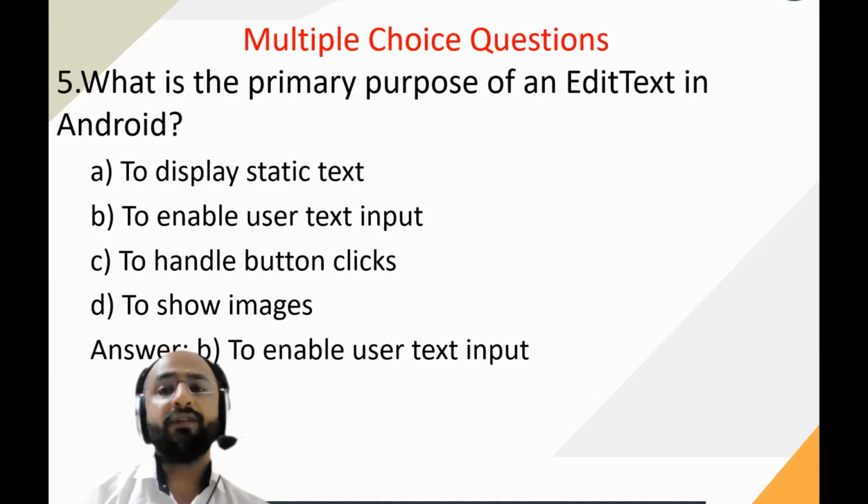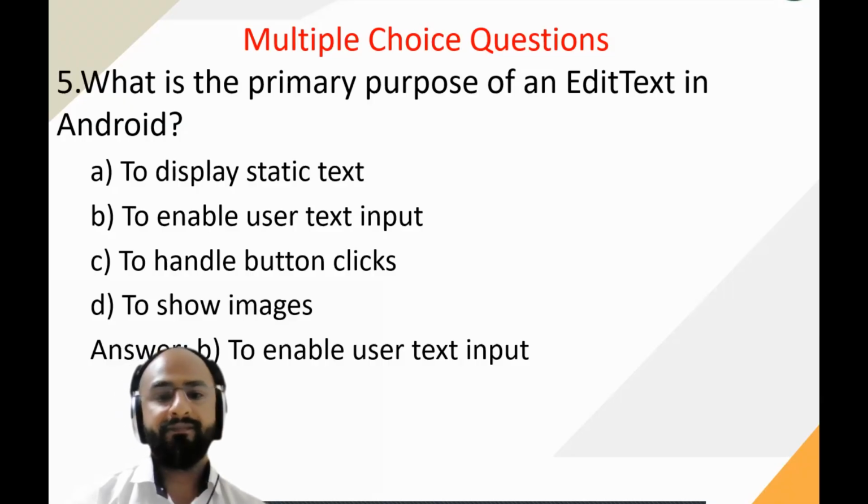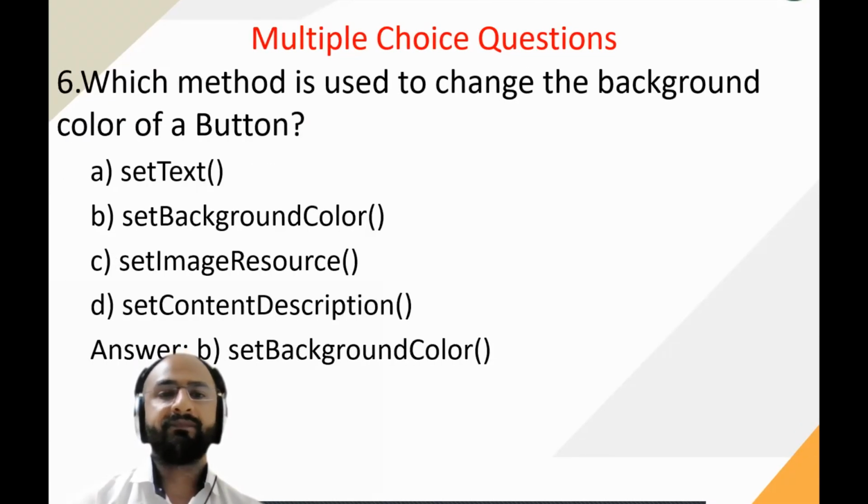What is the primary purpose of edit text? To display static text, to enable user text input, to handle button click, to show images. So the edit text is used to enable the user text input. So अगर आपको user के पास से कोई इनपुट लेना है तो एडिट टेक्स्ट का यूज होगा एंड्रॉइड में.